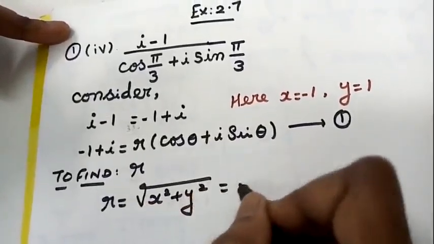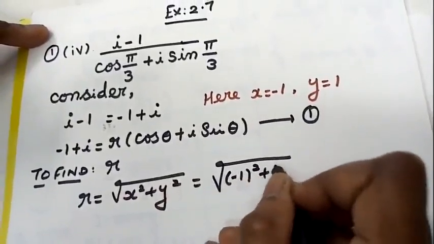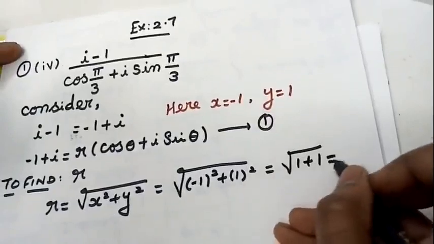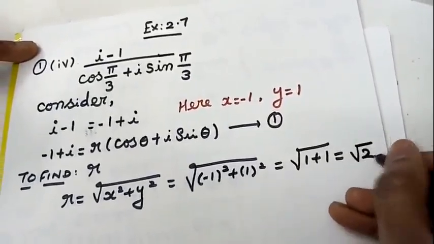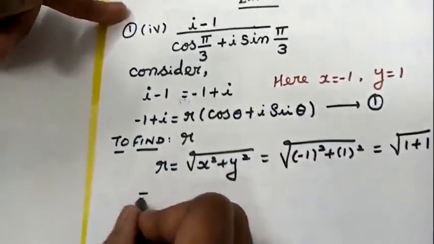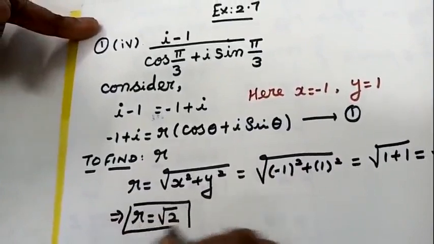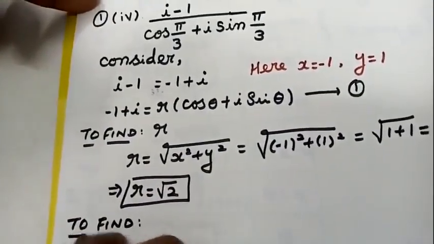So what is the value for x I am having here, students? That is (-1)² + 1². What is the answer you are going to get? 1 plus 1 is equal to 2, so the answer is root 2. So the value for r, what I am getting here, is root 2. Next I am going to find alpha first, then I am going to find theta.